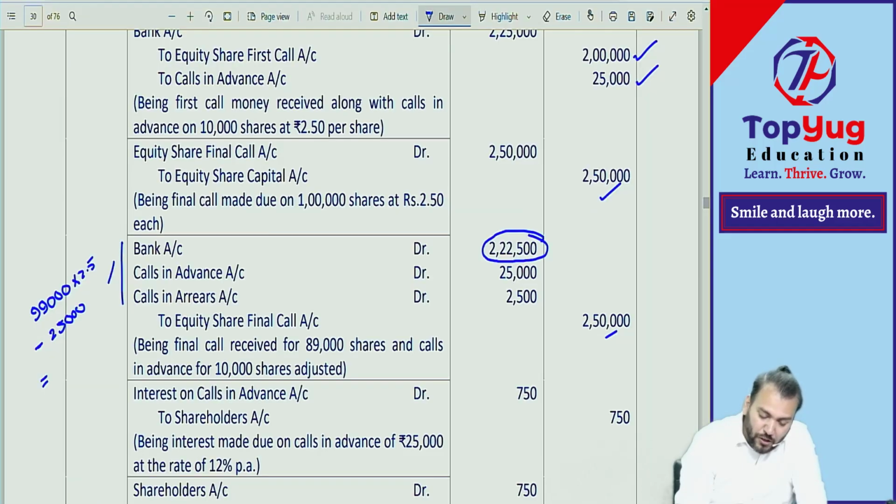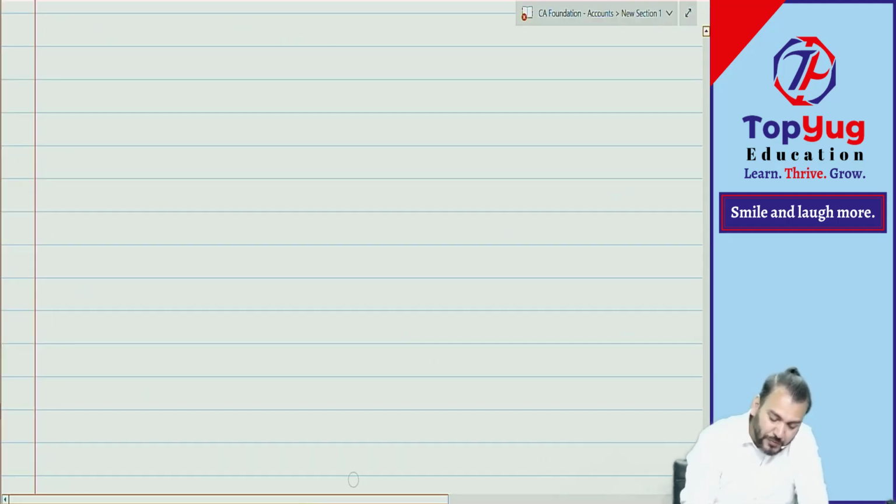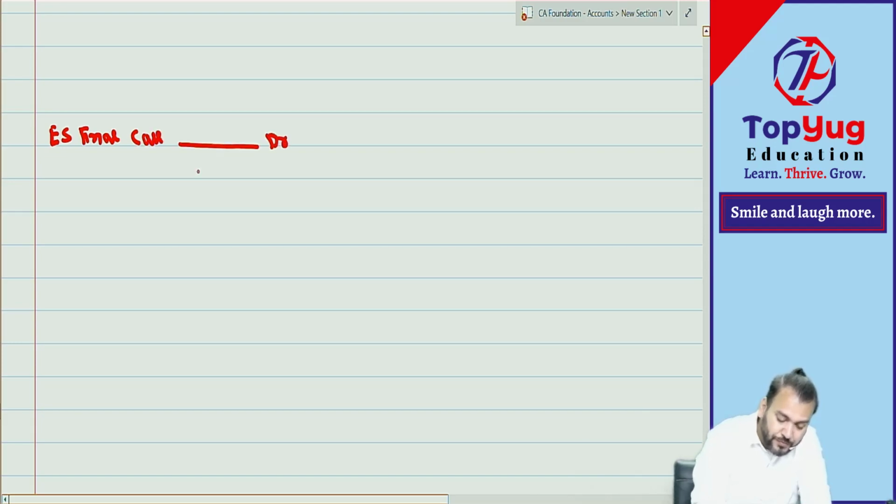We are doing the final call. Let us do the final call due entry also. So first we'll do the due entry. Equity share final call account debit to equity share capital, you have done. This is 1 lakh into what? This, everyone has done correct. 2 lakh 50,000.